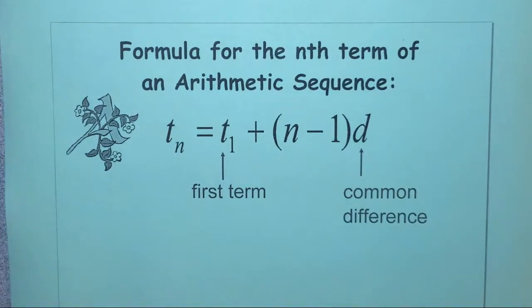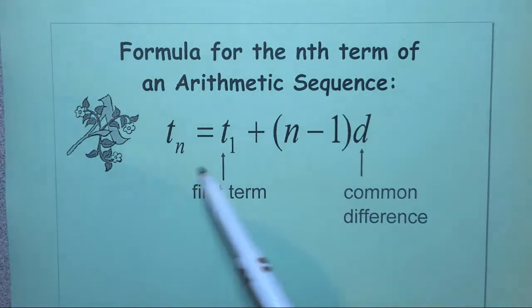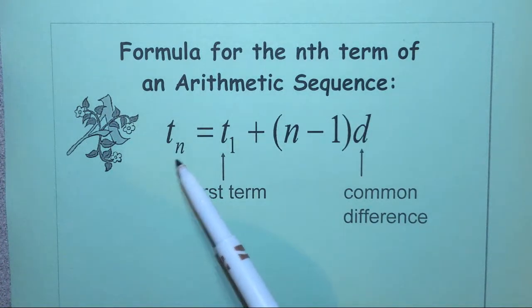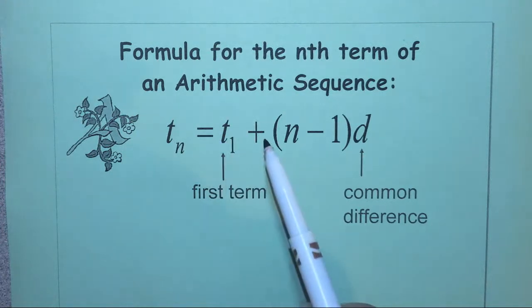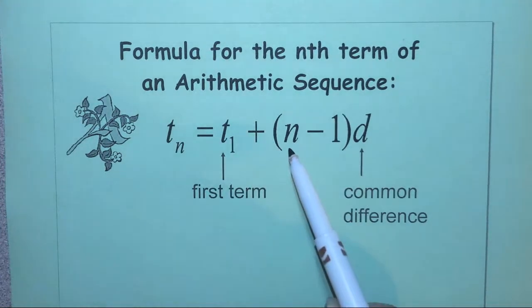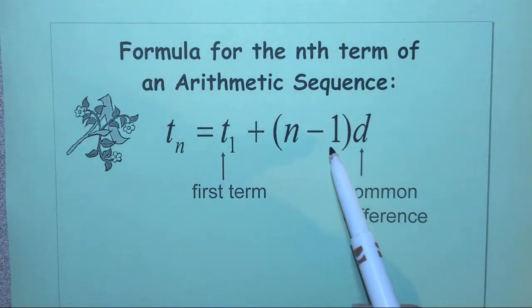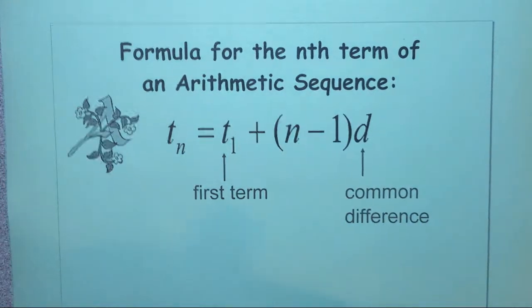Arithmetic sequences have a formula. The formula says to find any term in the sequence, you take the first term and you add that term number minus 1 times the common difference.